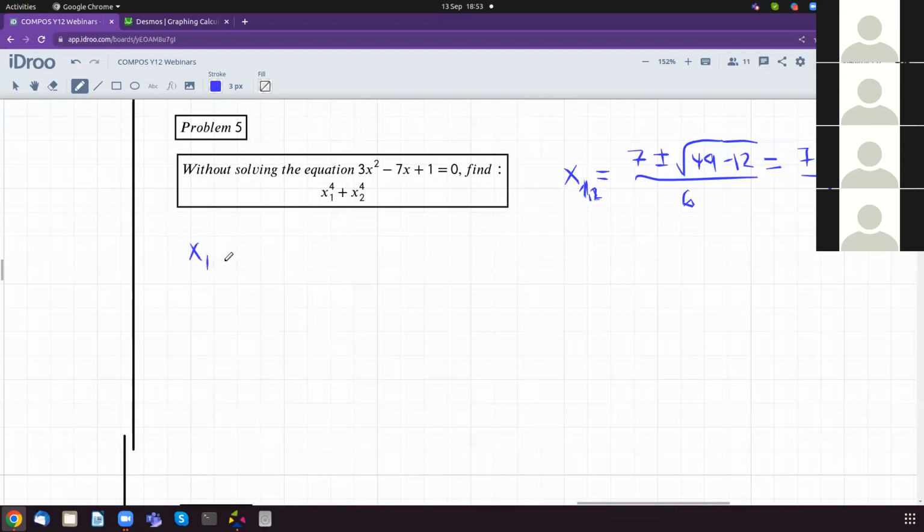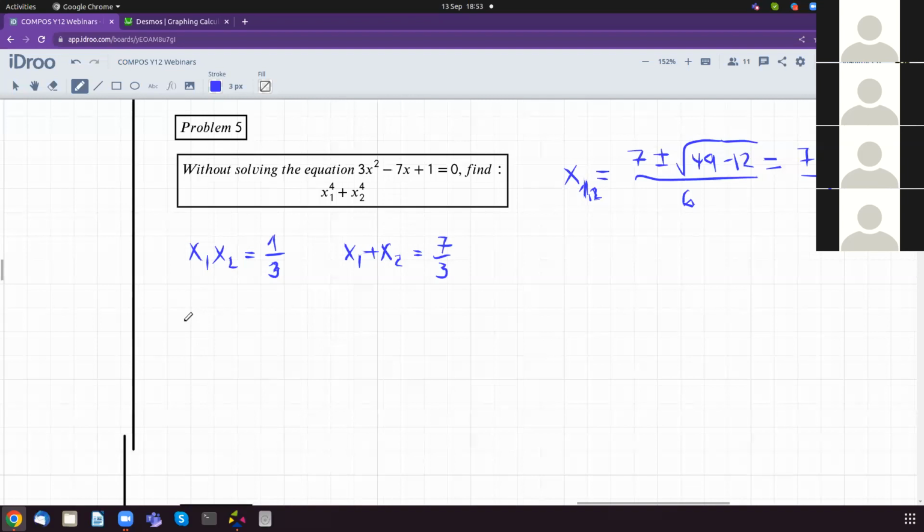So first, I know that x1 x2 is going to be c over a, which is a third. Then x1 plus x2 is going to be minus b over a. So it's minus minus 7 over 3. So that's 7 over 3. That's the first thing.